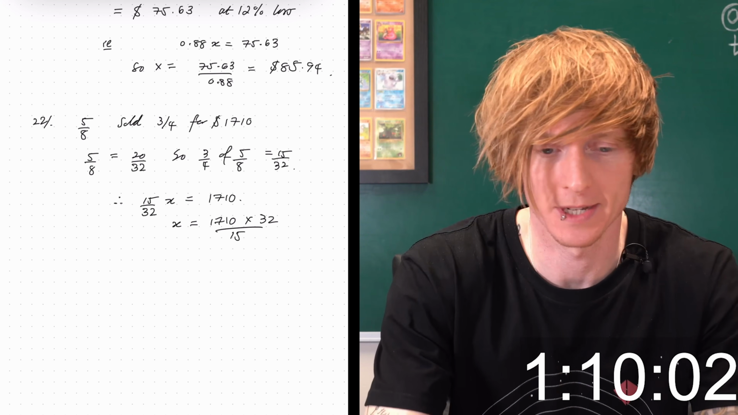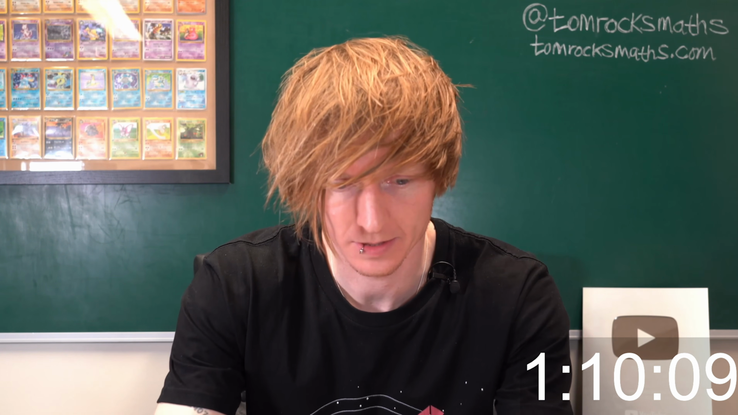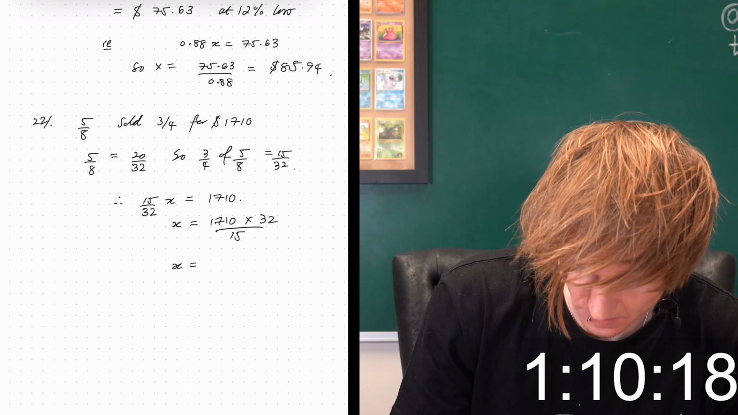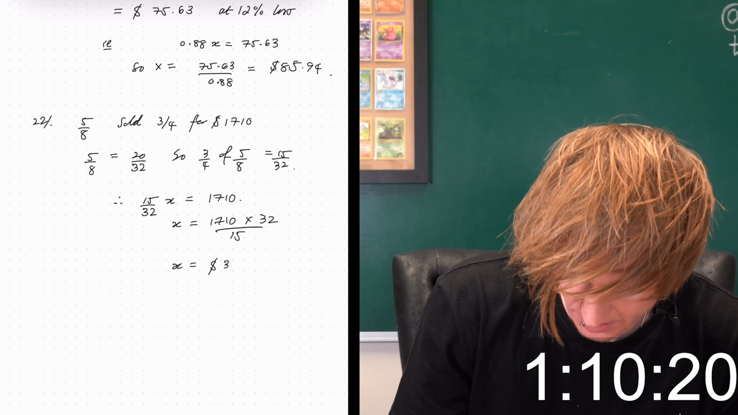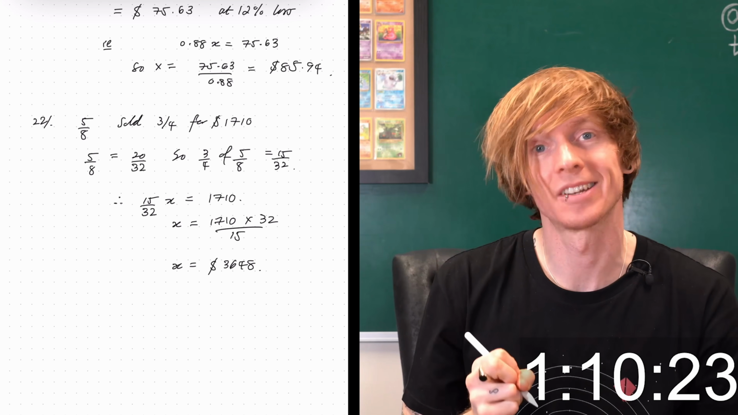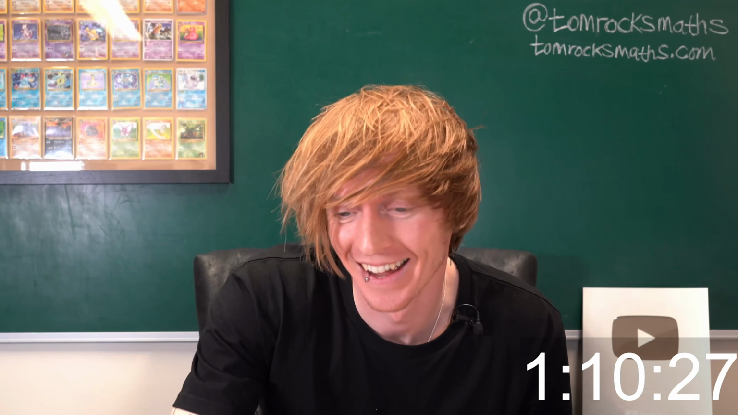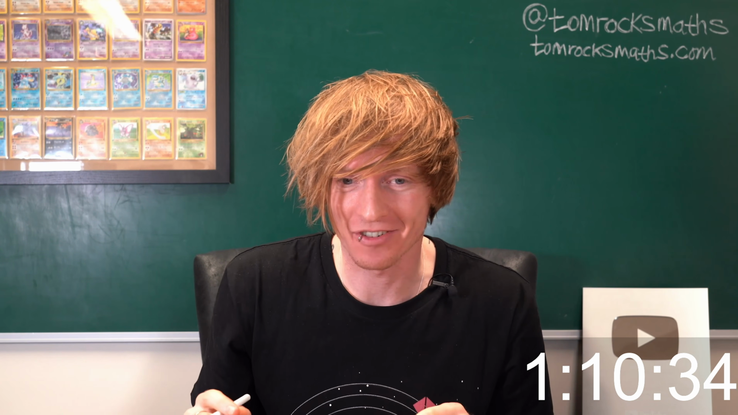Right, at this point, I might as well put it in a calculator. We've given up trying to do it by hand. This one you definitely could do by hand though. So 1710 times 32 is that number divided by the 15. So 3,648. So the cost of the whole mine is $3,648. Feels cheap, but again, with inflation, might be a rip-off. I don't know. 159 years is a lot of inflation that has happened in 159 years. All right, this is great.